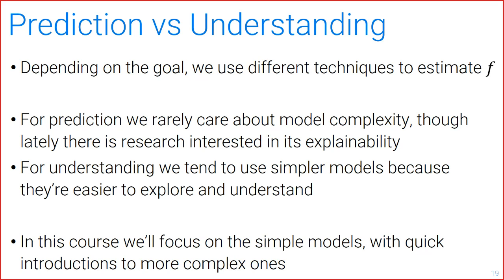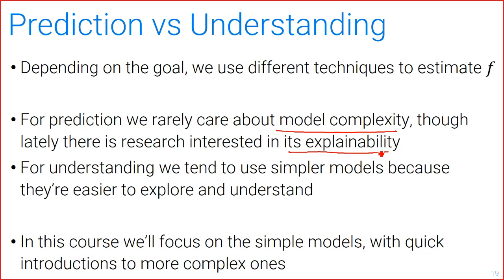So depending on the goal, we are going to use different techniques to estimate the model. If we care about prediction, again, we rarely look at how complex the model is. We don't really care. Although I have to say, for the past few years, there's been a lot of research, a lot of people interested in trying to explain how the models behave. So yes, it's okay if the model is very complex, but still we should be able to explain why it is making one prediction. Why is it predicting A or B?